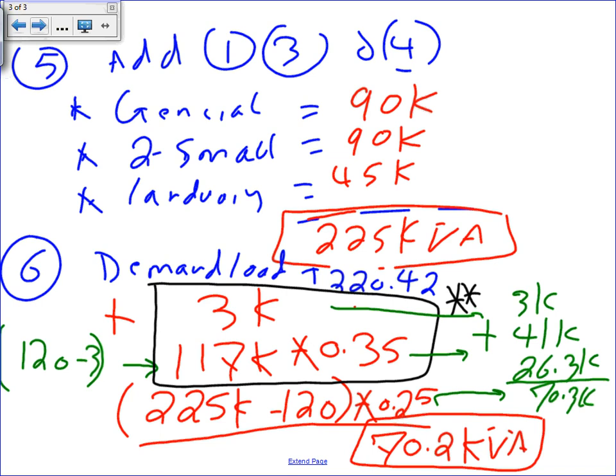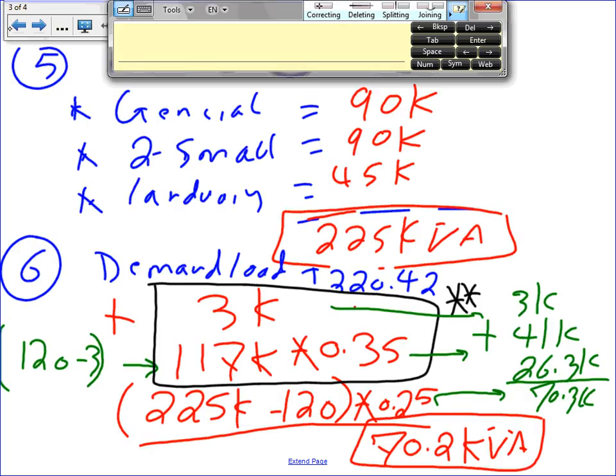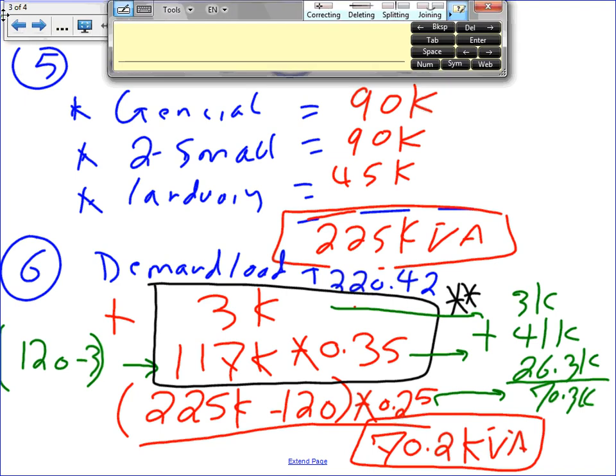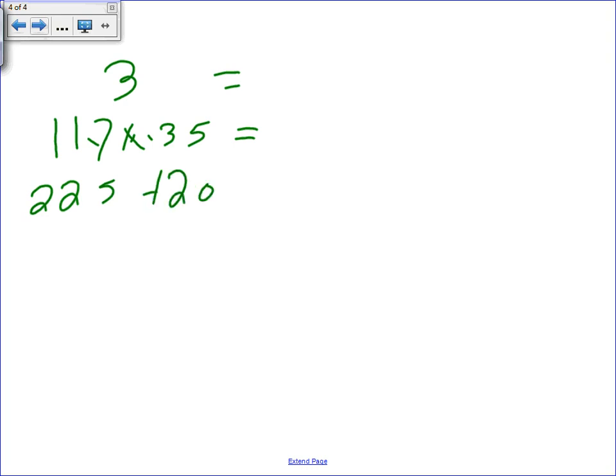Let's do it in the second step. Okay. Let's see. I have 3. And the second one, let me see here. Okay. So the 3, then 17 plus 0.35. 17.35. Then 17 times 0.35. I'm going to do the math for this. And the second one is 225 minus 120, okay, and multiplied by 0.25.